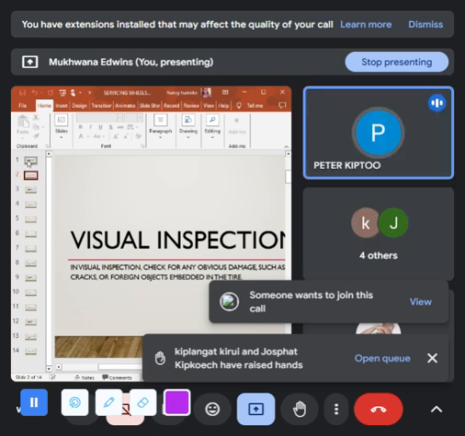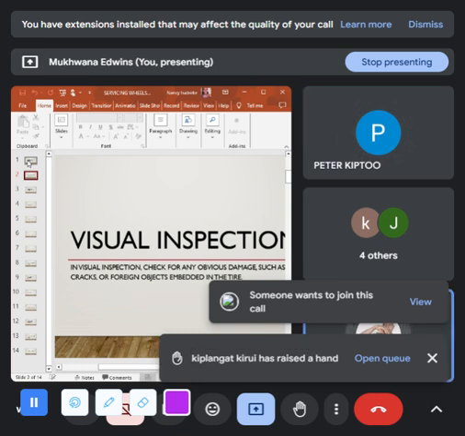The vehicle is not balanced. You find one side is leaning. Yeah, you will find that one side of the vehicle is leaning due to unbalanced pressure in the tires. What else? That's a good trial. Kiblangat, your hand is still up. Wobbling.